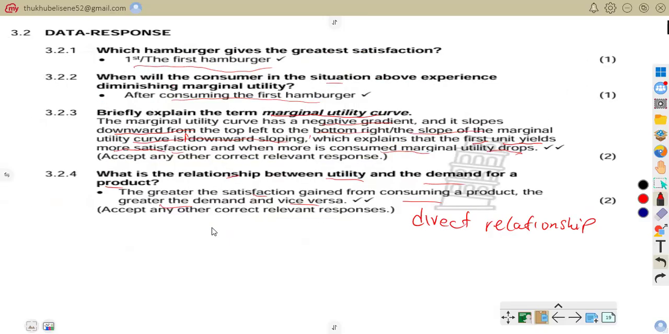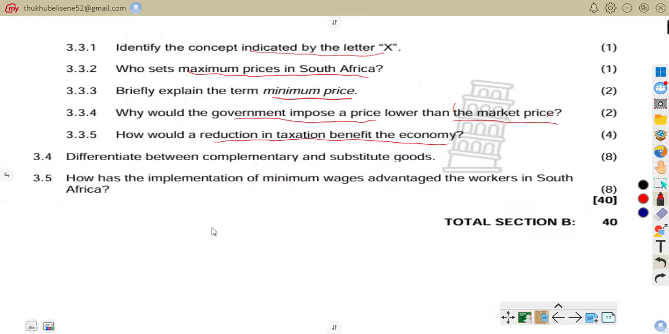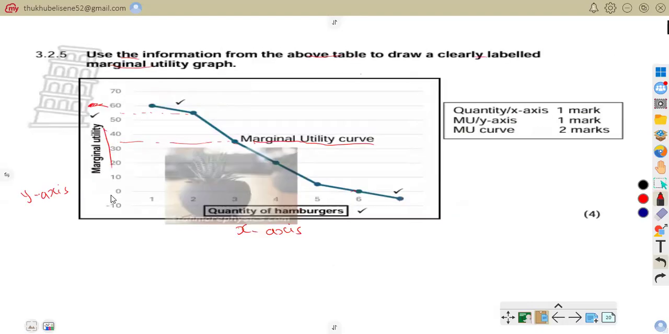Now we come to 3.5. As it says, how has the implementation of minimum wages advantaged the workers in South Africa? 3.5 says minimum wages benefits. So now we come to our answers.